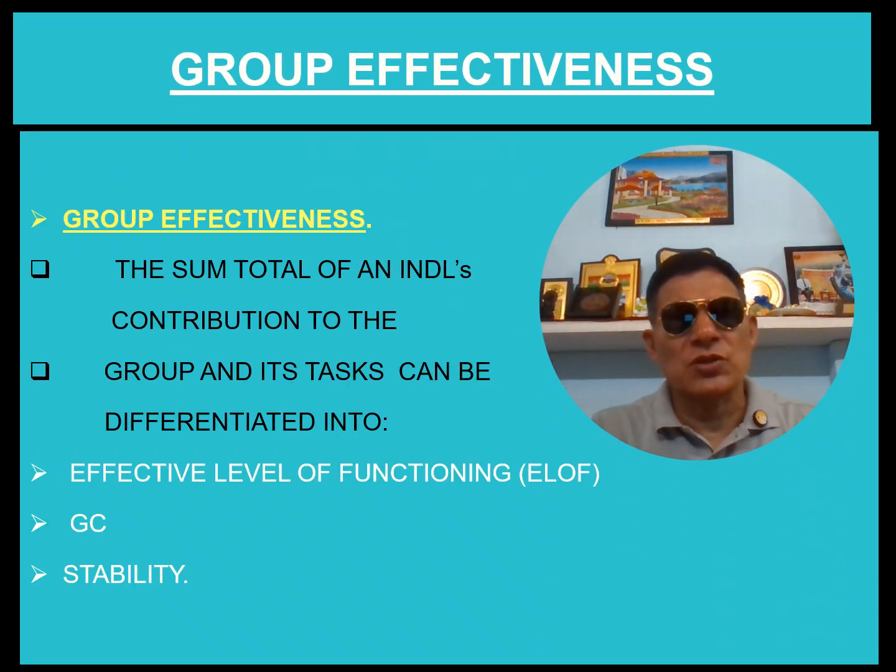So, gentlemen, let's talk about group effectiveness. What is group effectiveness? It is the sum total of an individual's contribution to the group and its task, and it can be differentiated into effective level of functioning, that is ELOF, and GC, and stability. We'll discuss them one by one.